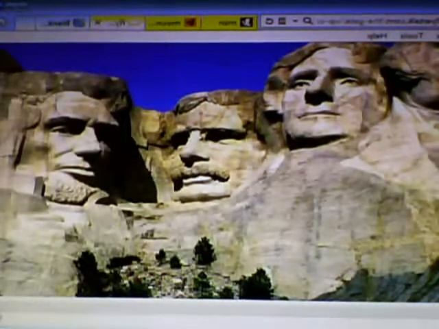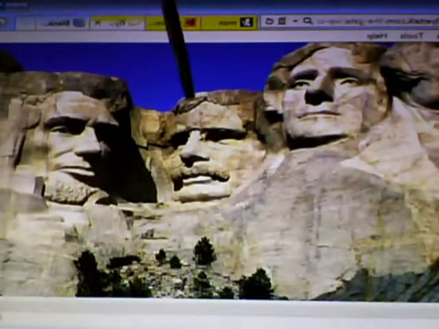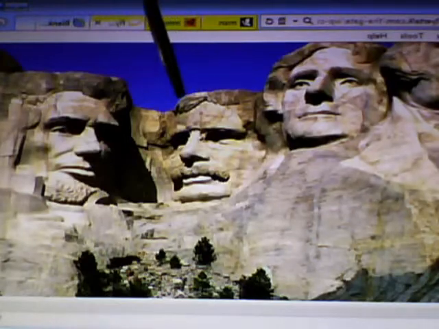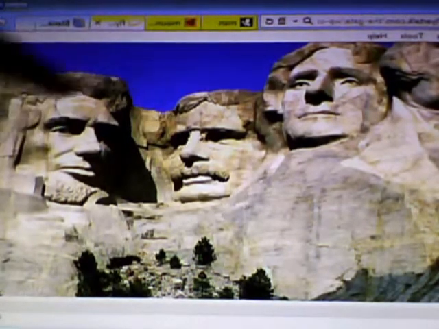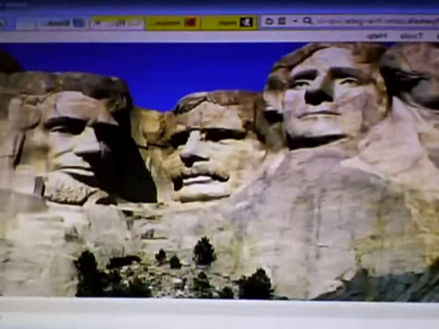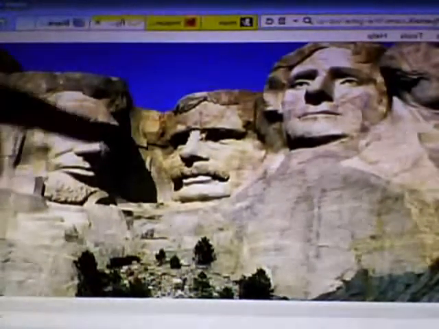Come, let's go to Theodore Roosevelt. Theodore Roosevelt's hair creates the arm and the hand and the trigger finger of John Booth, reaching for the gun to assassinate Lincoln.